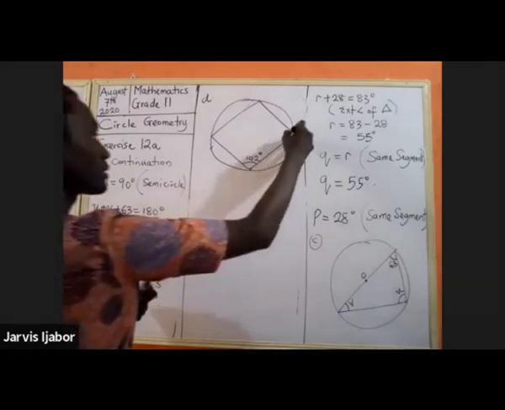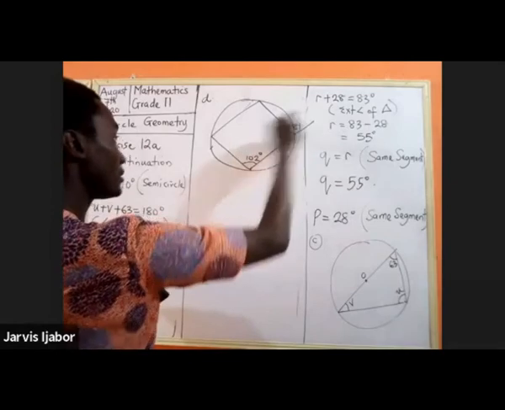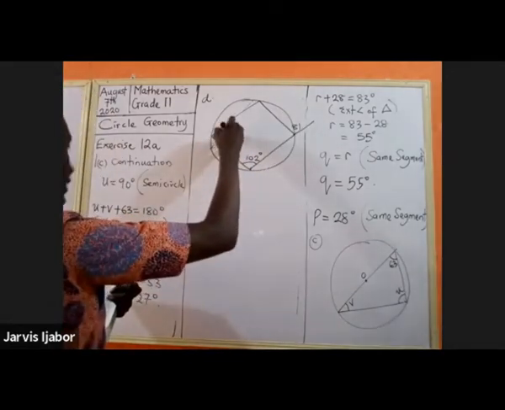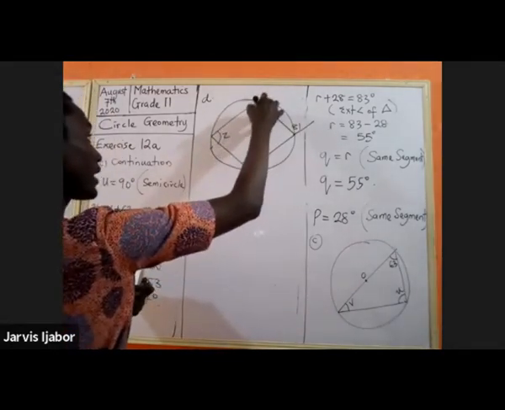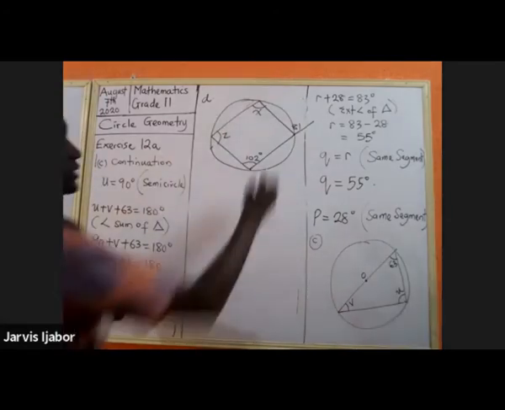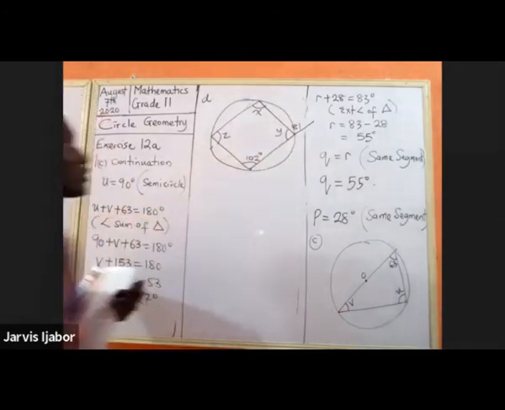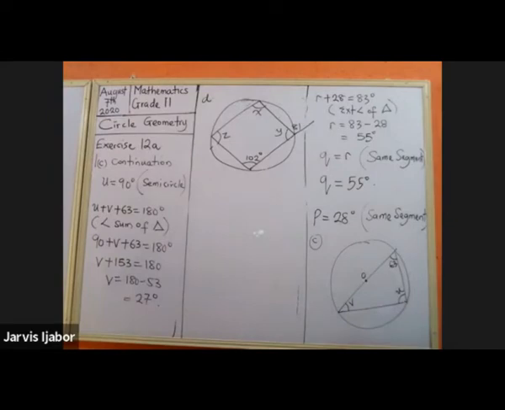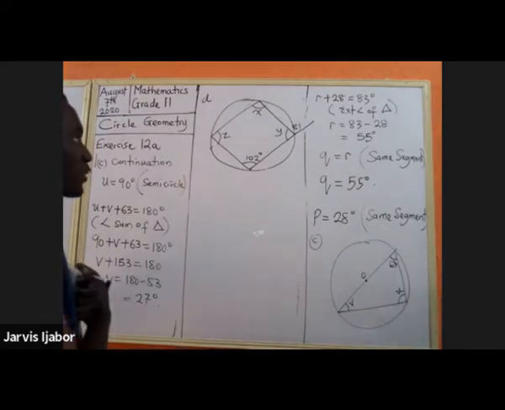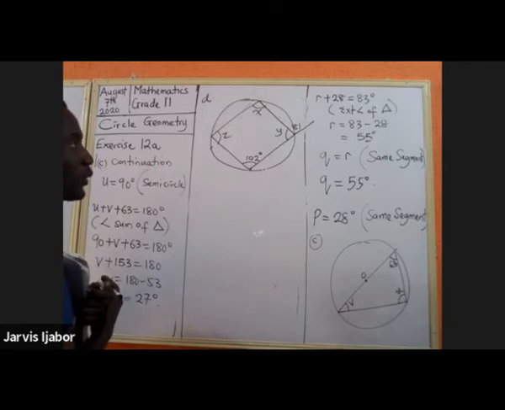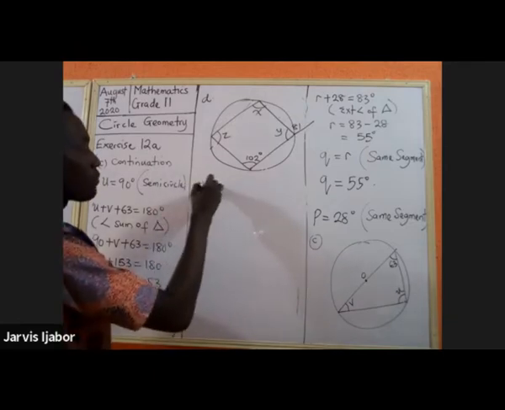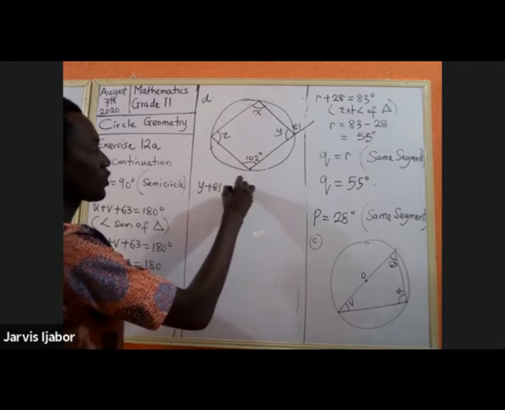102 degrees. Exterior angle here 81. This is Z, this is X, and this is Y. So we're required to find all the missing angles. It's quite simple. I can start in any order. Now, Y plus 81 is equal to 180 degrees.